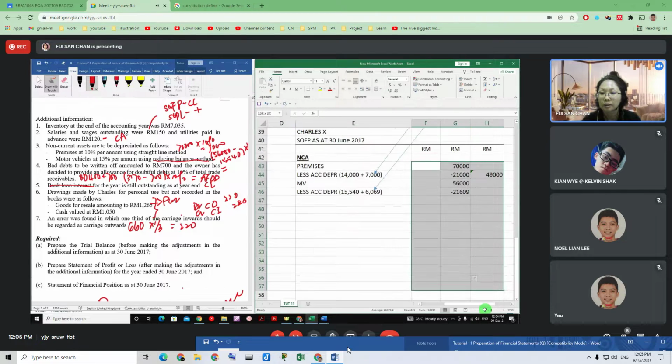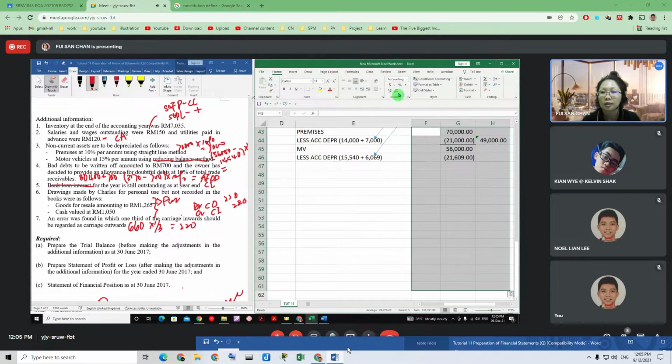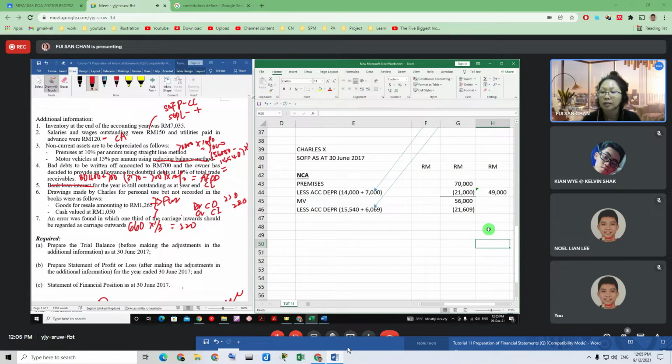The thousand separator, don't know where already. Okay, like this. Then we add up. So this is net book value, net book value for premises, net book value for motor vehicle, yeah? Add that up. So our total non-current asset is this number.